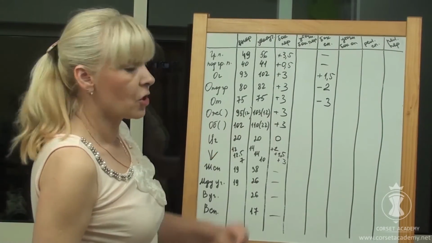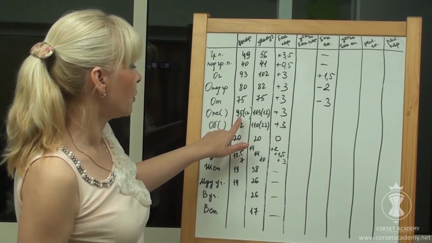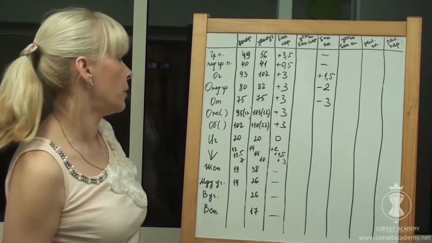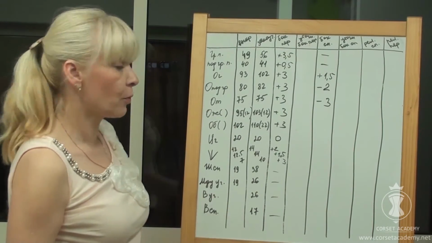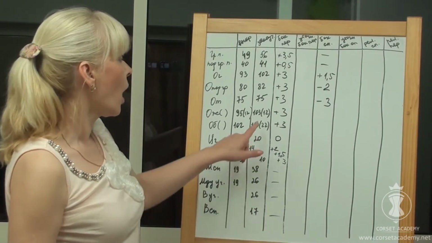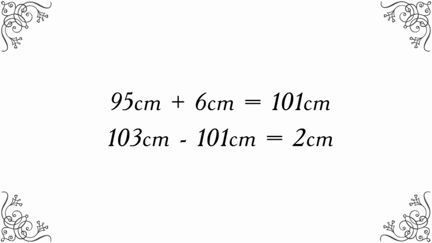Stomach circumference, 103 centimeters on the client and 95 centimeters on the pattern. However, I have already expanded the pattern by 3 centimeters from each side, a total of 6 centimeters. 95 centimeters plus 6 centimeters equals 101 centimeters. 103 centimeters minus 101 centimeters equals 2 centimeters.